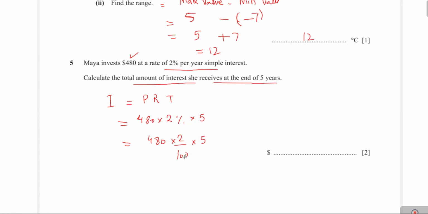We simplify this. Now you see here 0, 0 will be cancelled. 5 times 2 is 10. 2 times 1 is 2. 2 times 1 is 2. And that answer is 48. And this is the total amount of interest after 5 years, $48. Now we move to the next question.